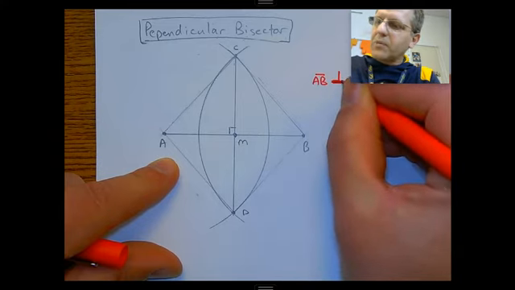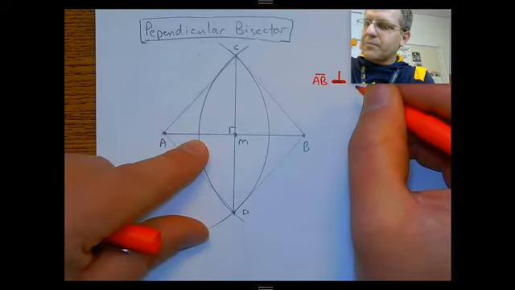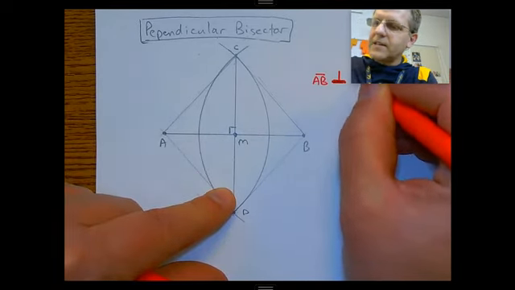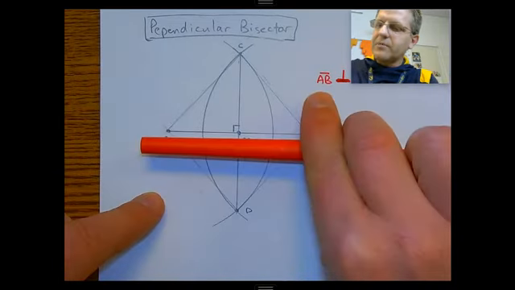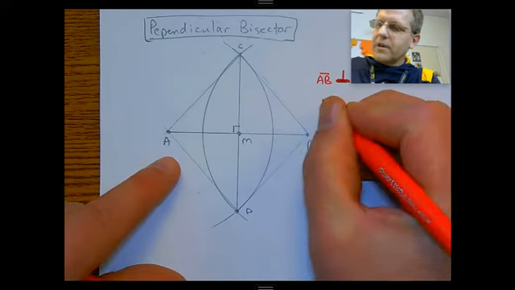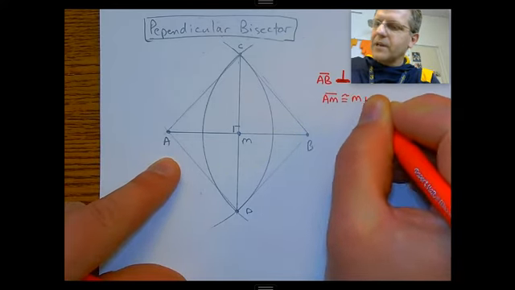AB is perpendicular to, so it's kind of an upside down capital T. AB is perpendicular to line DC or CD, same thing. So AB is perpendicular to CD. Also, line segment AM is congruent to line segment MB.